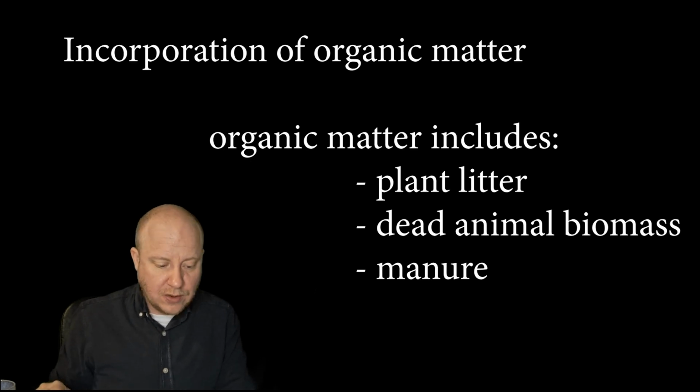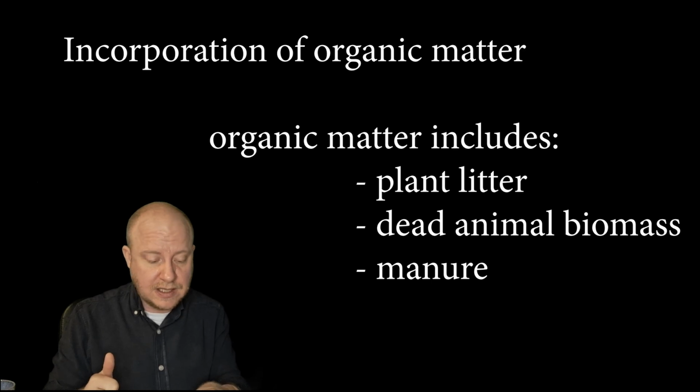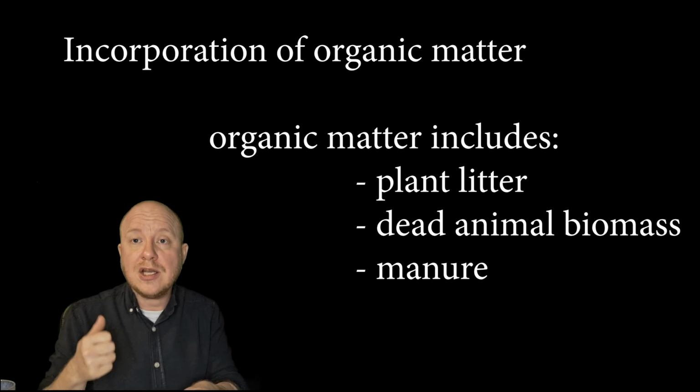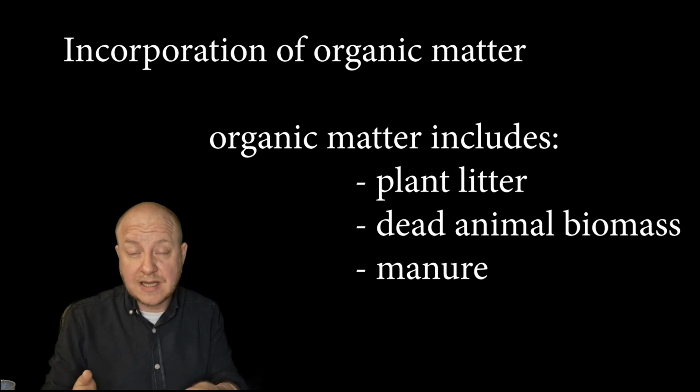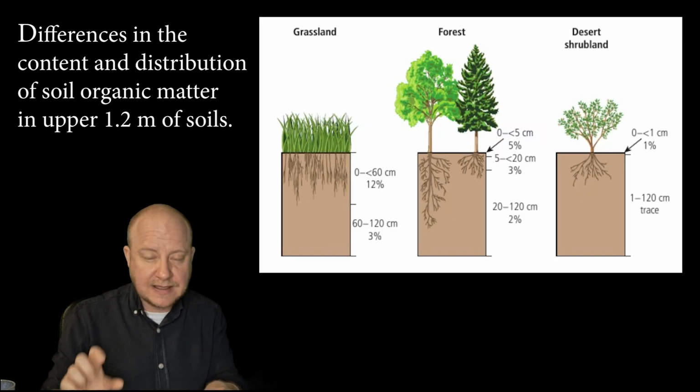So let's look more closely at these different aspects. So let's look at incorporation of organic matter more closely. What does that mean? Okay. Dead organic matter includes plant litter, so this decomposing plant stuff, dead animal biomass, and manure. Manure is animal feces or poop. The incorporation of organic matter produces a surface horizon that is rich in organic matter. Okay, this top layer, really rich organic stuff.